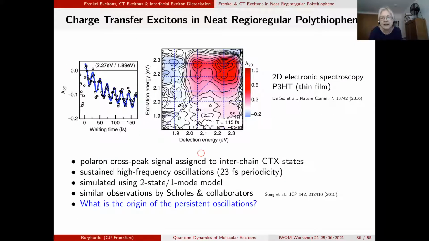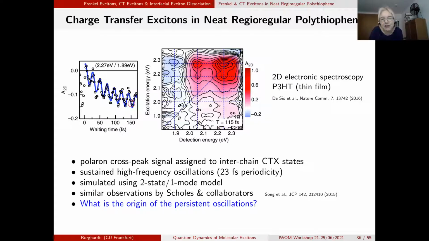Now, this study was triggered by experimental observations from the Leonard group, which shows that there is ultrafast formation of these polaronic species, of the charge-separated species, and they saw that there are striking, persistent oscillations.